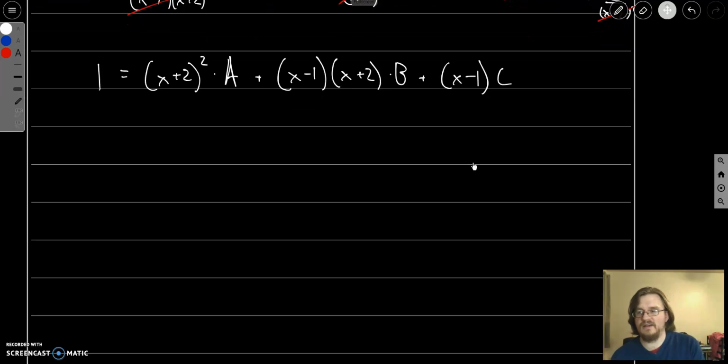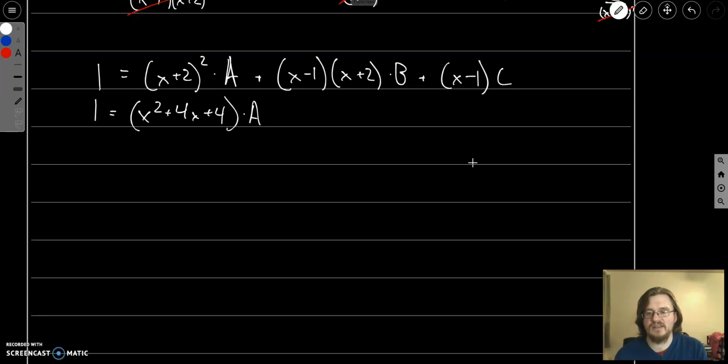Cool. What's left? I want to expand all this out. So x plus 2 squared, that is x squared plus 4x plus 4, and all that's times a. x minus 1 times x plus 2, when I FOIL this, I'll get x squared, a 2x and a minus 1x, and then a negative 1 times a 2, so that's minus 2. And the last one, I'm just going to leave as x minus 1 times c.